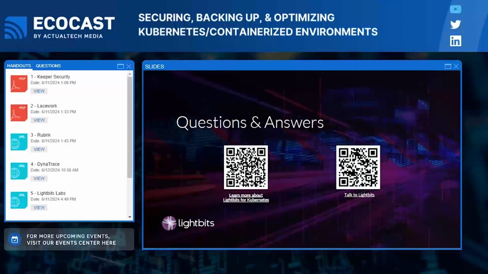Okay, excellent. I've just got a bunch of questions. Throw them at you here. Next one is, how does Lightbits handle data redundancy and failover in case of hardware or network failures?